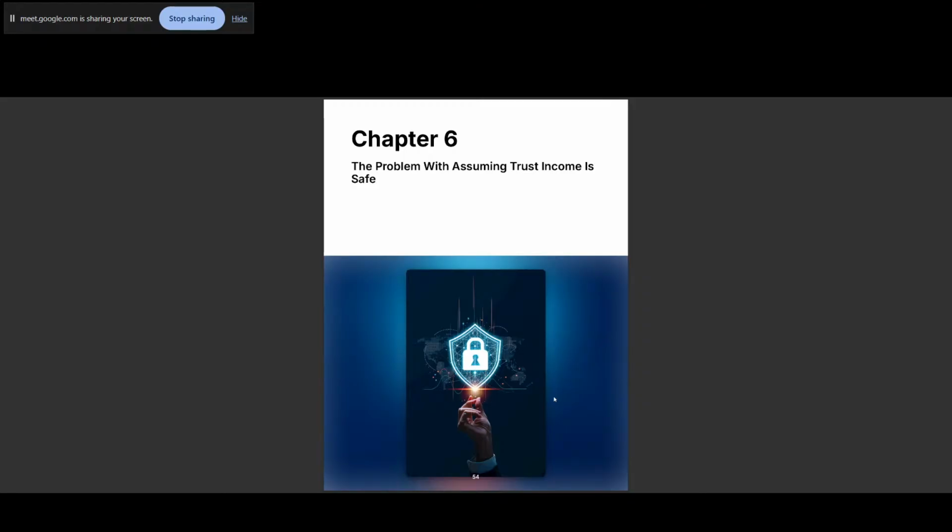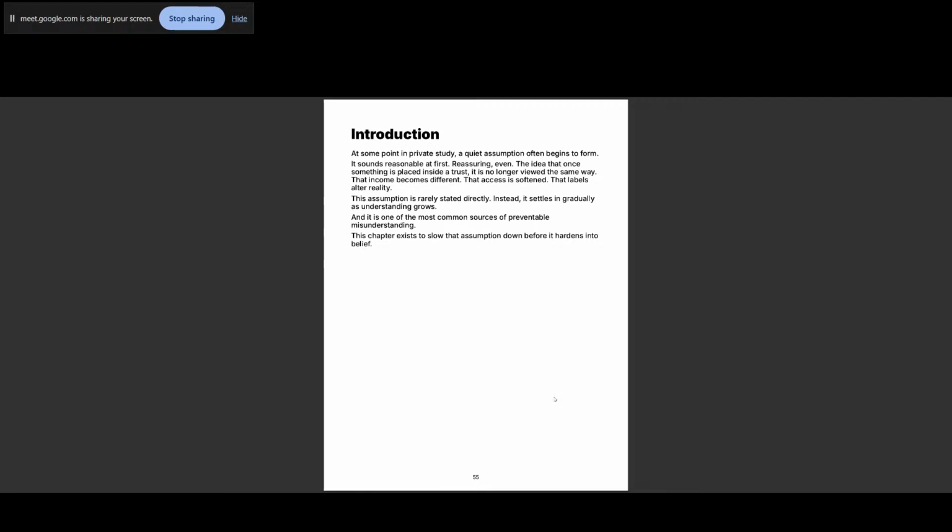Chapter 6. The problem with assuming trust income is safe. Introduction. At some point in private study, a quiet assumption begins to form. It sounds reasonable at first, reassuring even. The idea that once something is placed inside a trust, it is no longer viewed the same way. That income becomes different. That access is softened. That labels alter reality. This assumption is rarely stated directly. Instead, it settles in gradually as understanding grows. And it is one of the most common sources of preventable misunderstanding. This chapter exists to slow that assumption down before it hardens into belief.